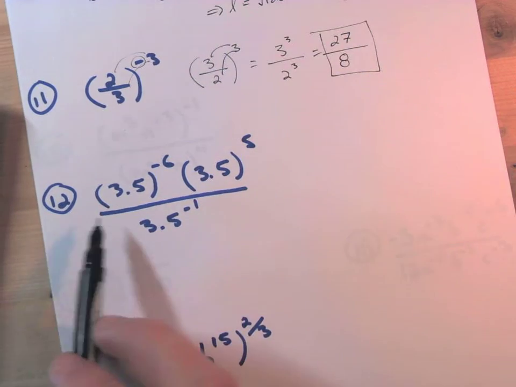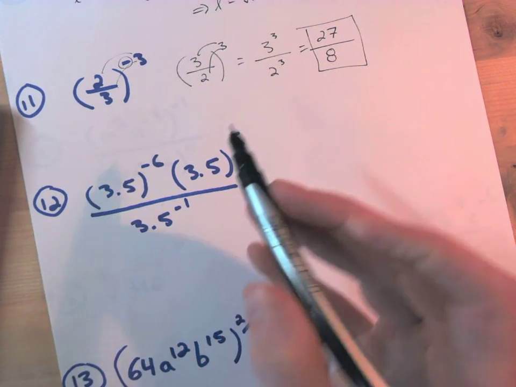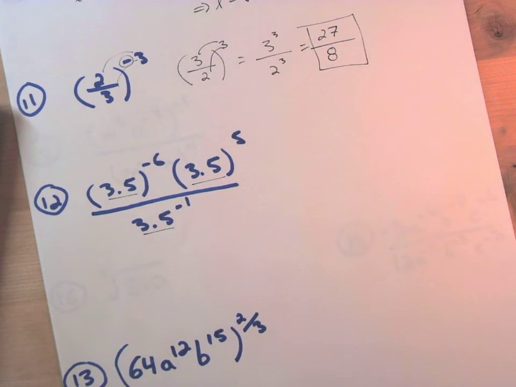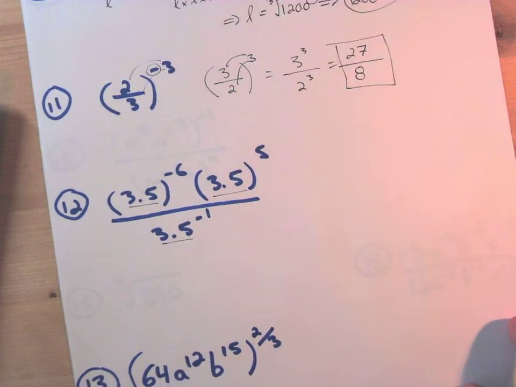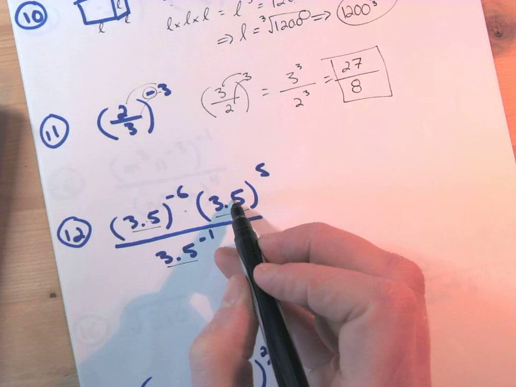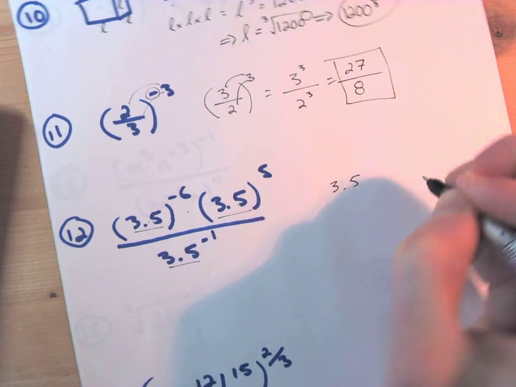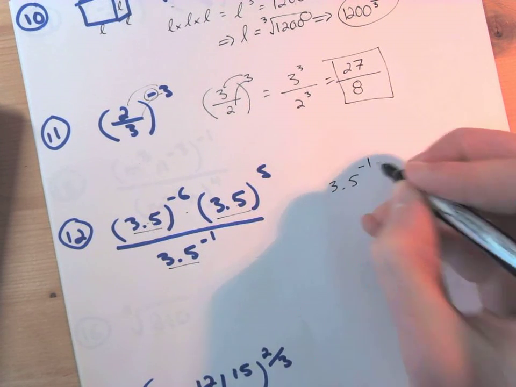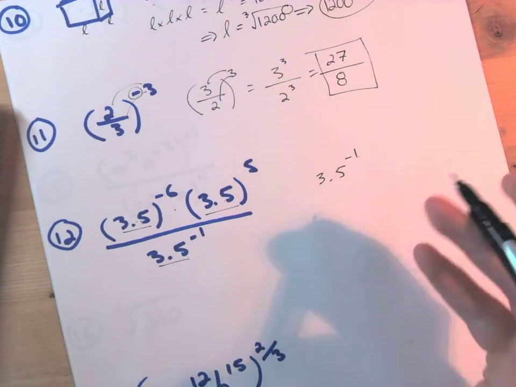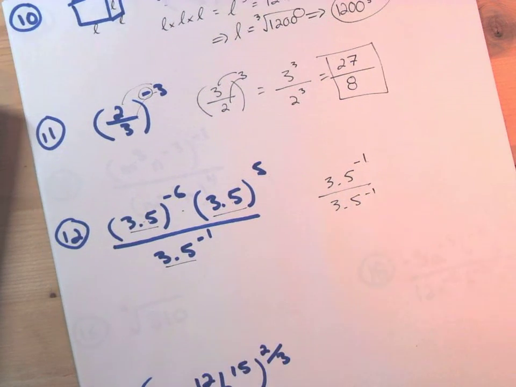Okay. This next one, 12, we have this very complicated thing it looks like. But one thing I notice is the bases are all the same. So that allows me to do exponent laws, which is very nice. Those two bases are being multiplied, so that means we can add the exponents. So the top is 3.5 to the power negative 1, because negative 6 plus 5 is negative 1. But I still have to write that bottom one, so I'm going to do that.